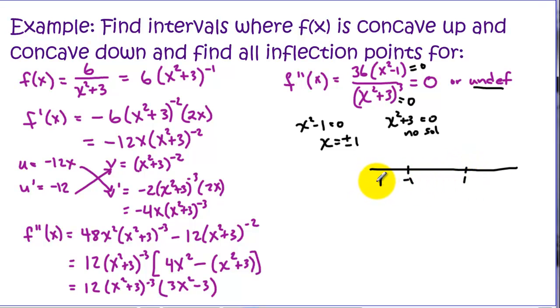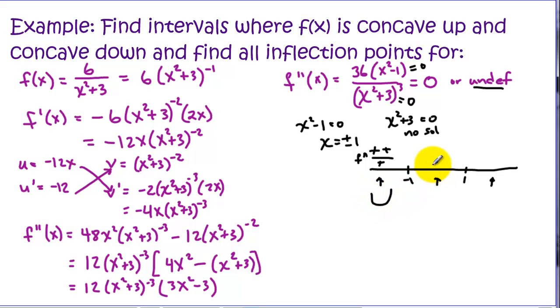And we're going to pick test points in each of those intervals, and we're going to evaluate f double prime in those test points. So if I pick a big negative number and put it in, the 36 will be positive. A big negative number squared is a big positive number, minus 1 is positive. Now our denominator, no matter what number we put in for x, is going to be positive, because x squared is positive, we add a number, so this is always going to be positive. So we have positive, positive, positive, that's concave up.